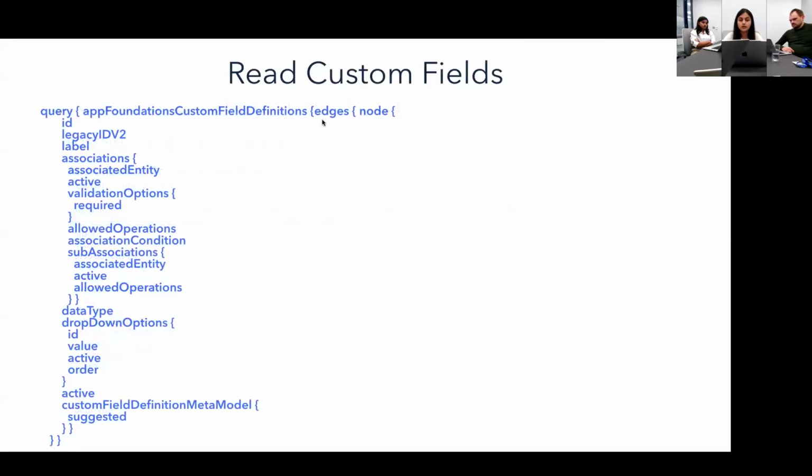Moving on to read operations. For reading your custom fields, we have a GraphQL query that retrieves all the custom fields created in your company, and it gives you all the details, such as the ID, legacy ID v2, the label, the associations and sub-associations, the data type, and the active status of the custom field. With this, you'll be able to fetch all your custom fields from your company.